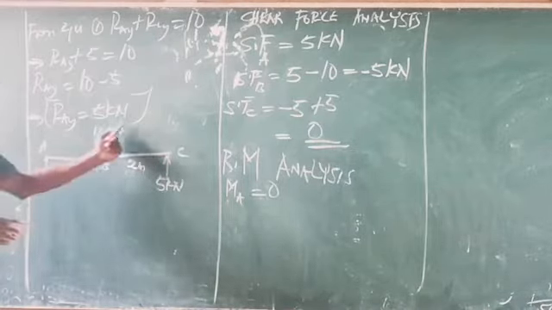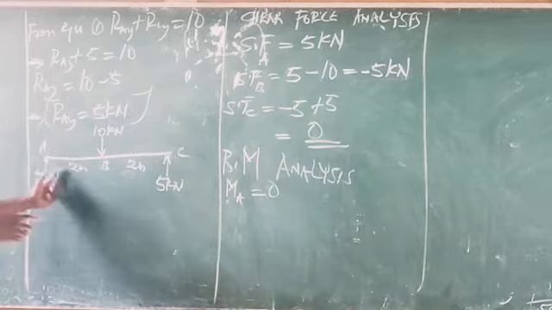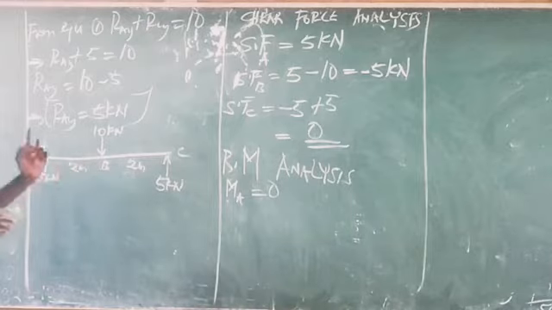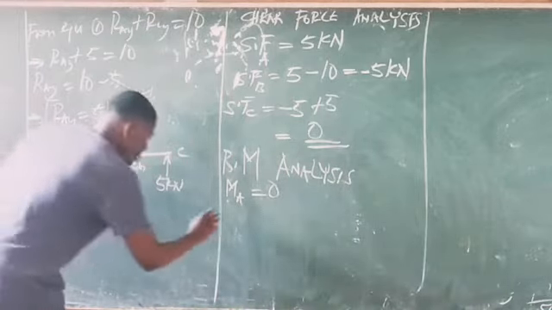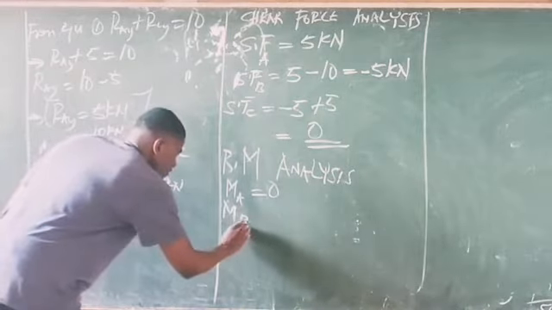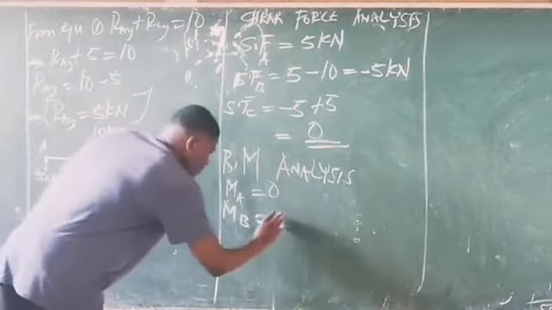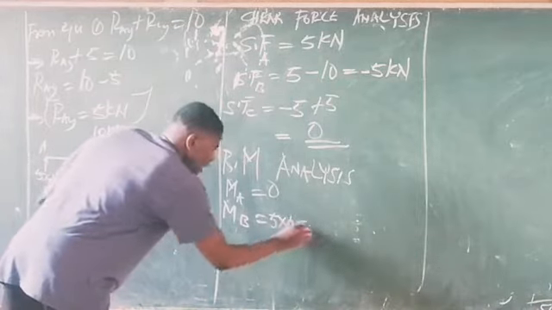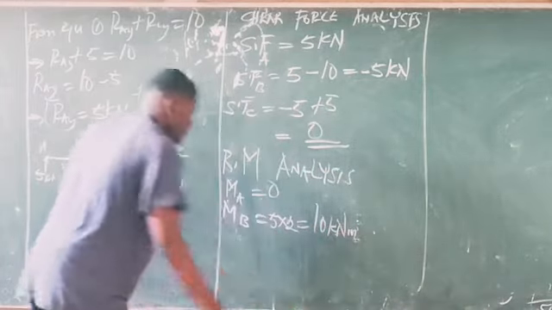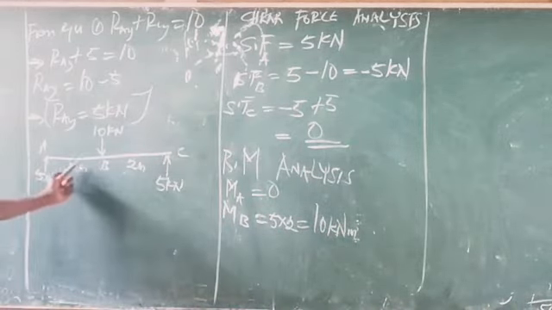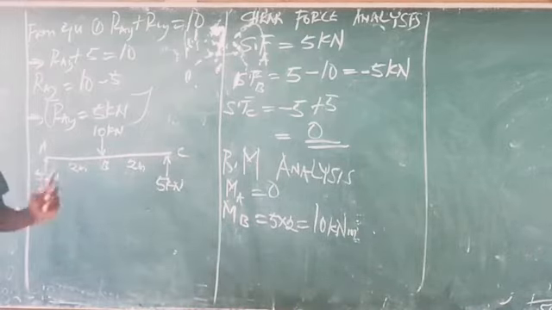But the moment of 10 kN force about point B is 0. So the only force that has moment now is 5 kN force about point B. Remember, from the beginning of the beam till the end. Alright, so moment at point B is now equal to, we have 5 times distance 2. This is 5 times 2, and that's equal to 10 kilonewton meters. That's now the moment of this force about point B. But the moment of 10 kilonewtons force about point B remains 0.